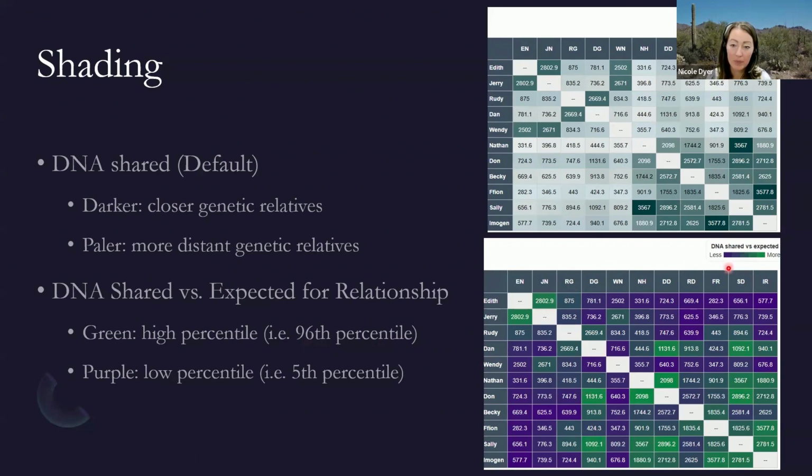So if it's a really close match to what's expected for the relationship, it'll be green, like a green light, which means go. So it's good. If it's less close to what you would expect, then it's going to be purple. So if it's a low percentile, like the 5th percentile, it will be purple. So you can see that a bunch of these relationships are green, but some of them are more purplish, meaning maybe they aren't as common amounts for that relationship.